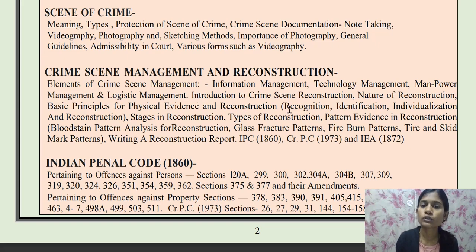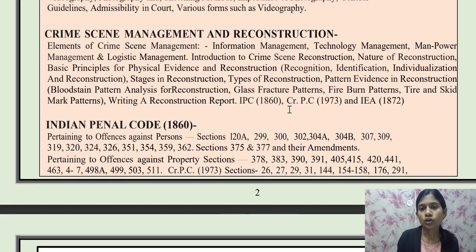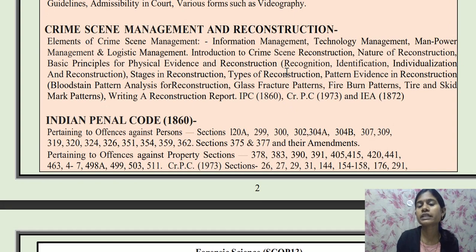Next, introduction to crime scene reconstruction. After doing crime scene processing, we go with the crime scene reconstruction. Based on all the evidence present at the crime scene, we will do reconstruction of the crime scene and crime events. Nature of reconstruction, basic principles for physical evidence in reconstruction. The reconstruction includes different steps like recognition, identification, individualization, and reconstruction. These are the stages in reconstruction.